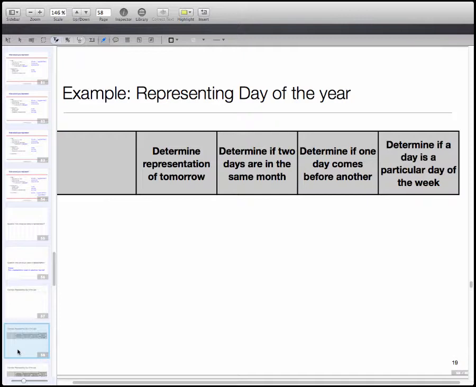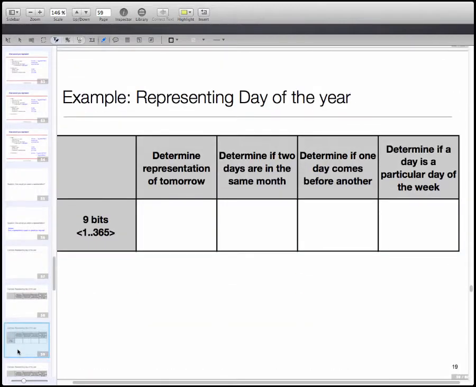A third operation is, given 2 representations, I want to tell you whether day 1 is before or after day 2 in the year. And the final one: given the representation of a day, I want the system to tell me which day of the week it is. Is it Thursday or is it Tuesday? Now let's look at various possibilities.